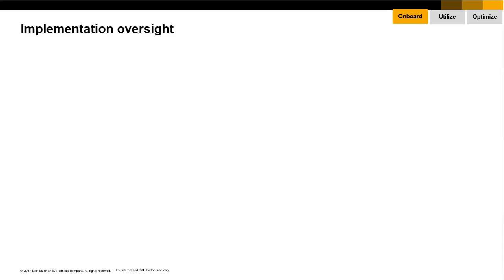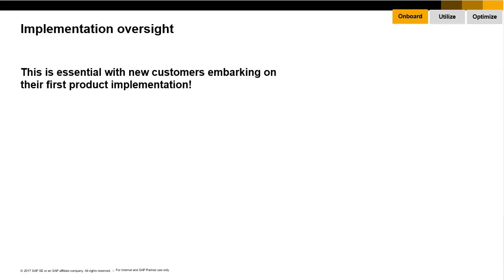Implementation oversight. It's important to remember while setting up all of this proactive engagement, governance, and cadence of meetings that your customer needs to have a successful go-live. As a CE, you will play a key role in implementation oversight. Implementation oversight is particularly important for new customers embarking on their first product implementation.